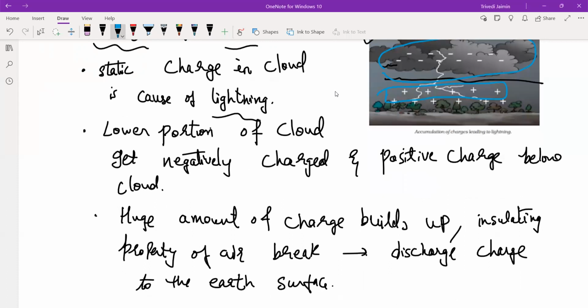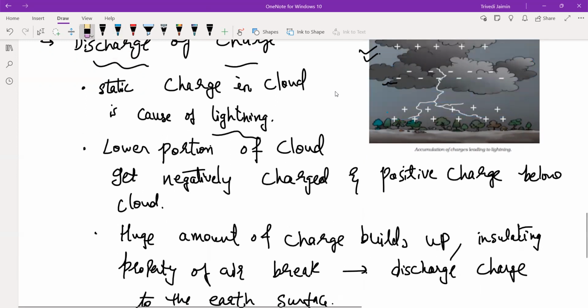A huge amount of charge builds up. Insulating air breaks. So now this is air, there is air in between. So this wall acts as an insulator. It will break. Insulator like a barrier. Yeah, we can say like a barrier. So barrier means like a wall. Yeah, like a wall. This air which is insulated, air works as an insulator and is a barrier between them.